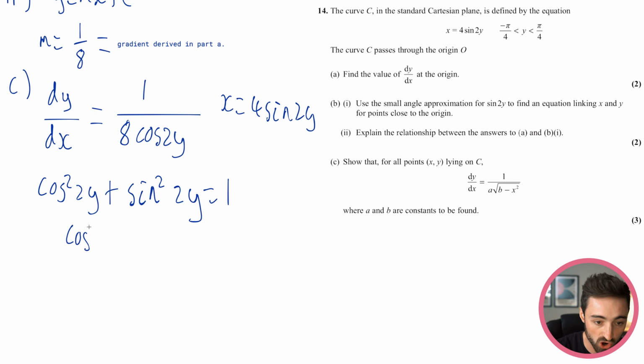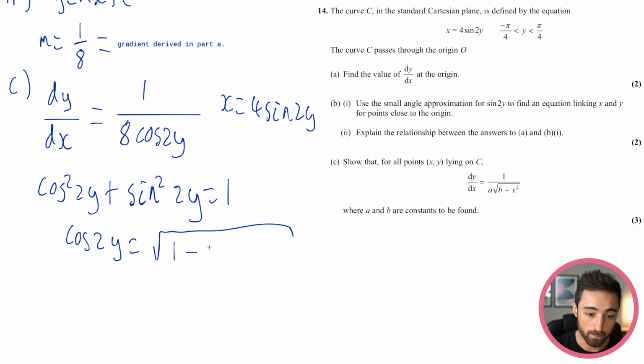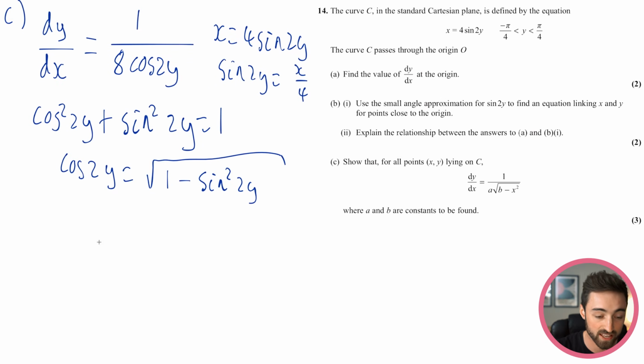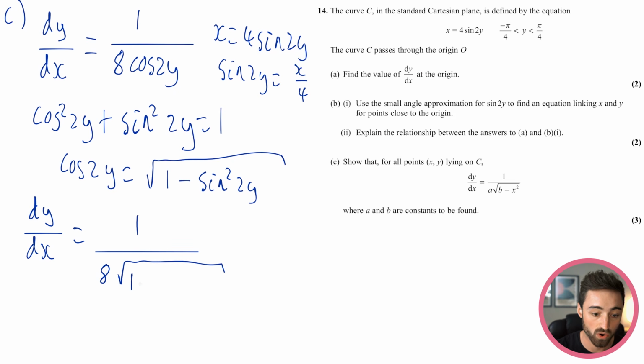It's very easy to change a cos into a sine using this identity. So this tells me that cos of 2y is equal to the square root of 1 minus sine squared of 2y. Now this is good, isn't it? Because look at this. Sine of 2y is just equal to x over 4. So straight away, I know that this derivative dy by dx is going to be equal to 1 divided by 8, and instead of cos 2y, I've just got the square root of 1 minus sine squared of 2y. Sine of 2y is x over 4, so it's just x over 4 squared. So we're pretty sweet now.